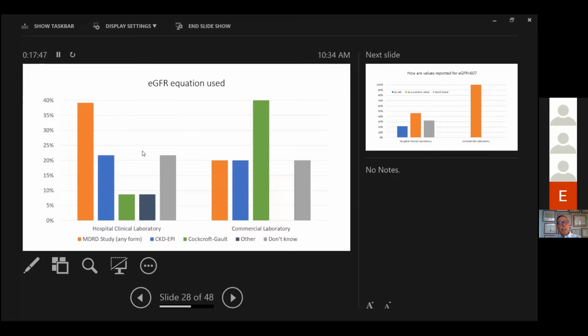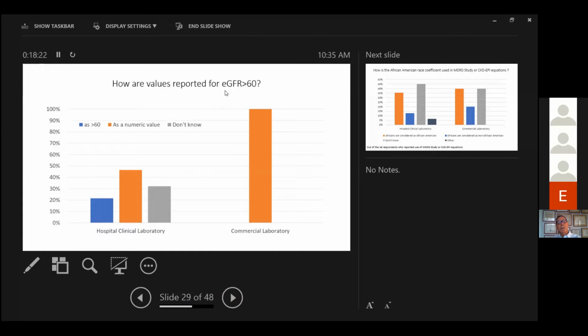The GFR equation was in use in commercial laboratories. It was most often the Cockcroft-Gault formula, some with the CKD-EPI equation and some with the MDRD study equation. In hospital clinical laboratories, it was predominantly the MDRD study equation, some use of CKD-EPI, infrequent use of Cockcroft-Gault or any other equation. And many people didn't know. The question was, how are values reported if the eGFR is greater than 60?